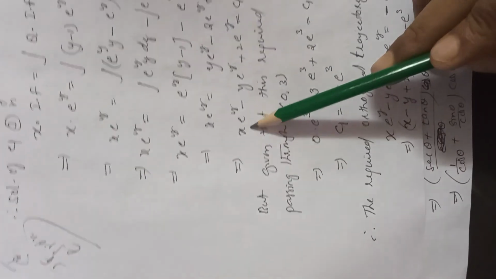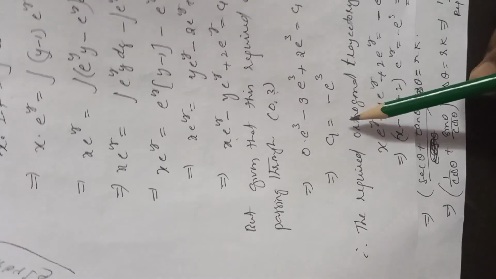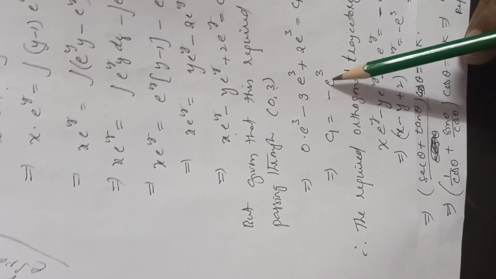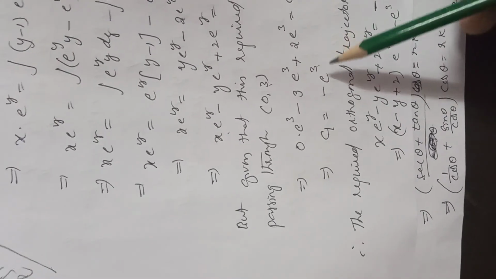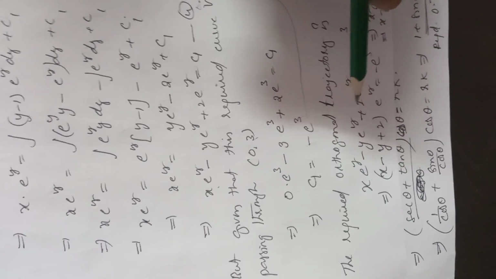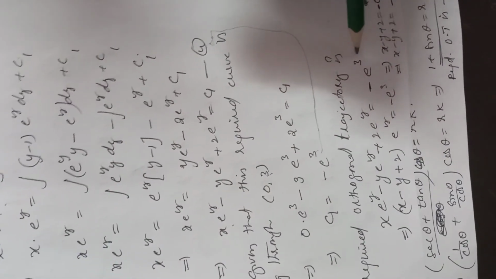Next one, but this result is passing through (0, 3). In the place of x I have to substitute 0, in the place of y I have to substitute 3. This I am getting c1 value as minus e to the power of 3. Again I have to substitute this value in equation 4. The required orthogonal trajectory is x into e power y minus y into e power y plus 2 into e power y is equal to minus e to the power of 3.